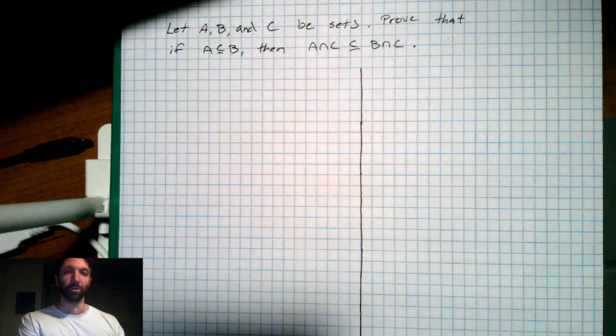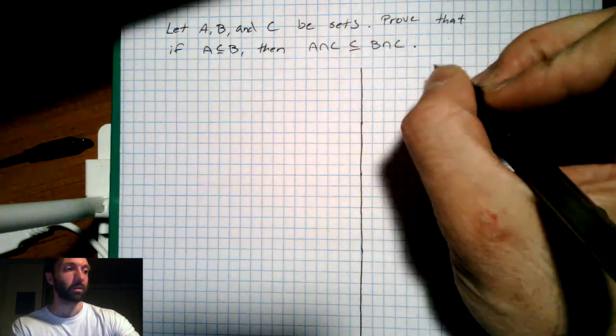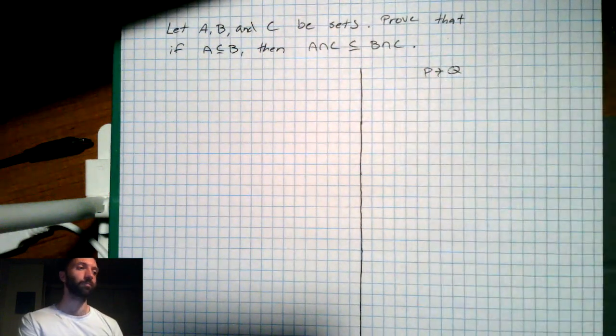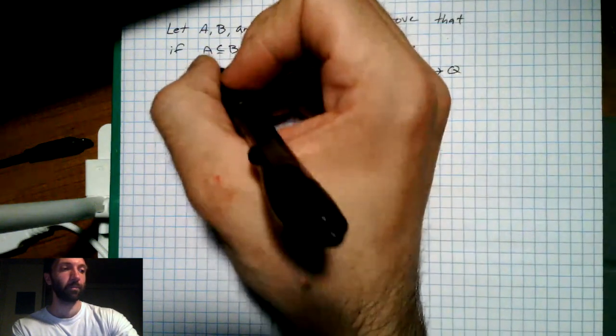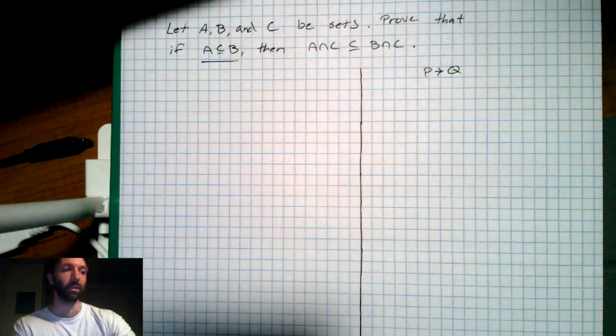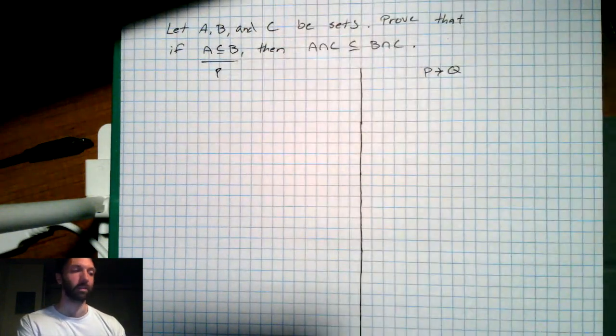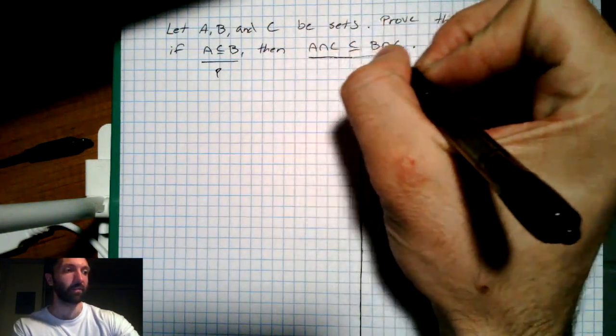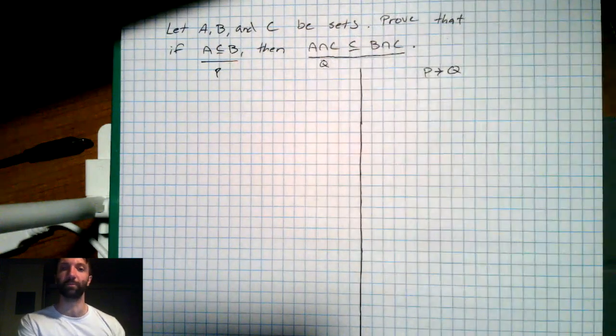And in symbols, we typically express implications as P implies Q, where P is the proposition that follows if. This is called the hypothesis. And Q is the proposition that follows then. This is called the conclusion.